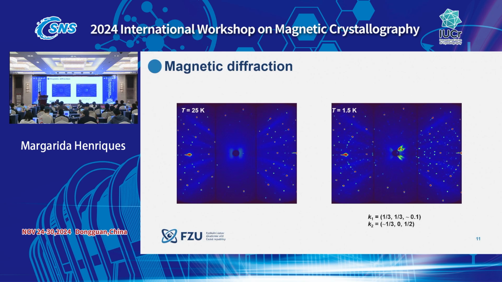So here on this side you see the paramagnetic pattern, so the nuclear pattern of a hexagonal structure. And then when you lower the temperature to reach the antiferromagnetic state, you see what happens here. So this is 2k incommensurate structures, vectors, and you see the system of satellites around your nuclear reflection.